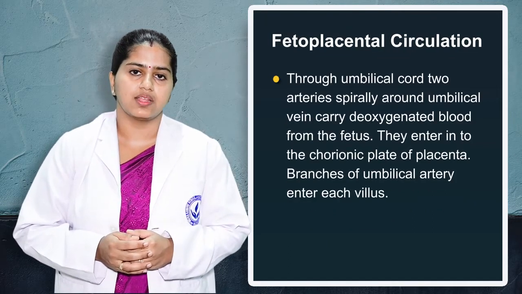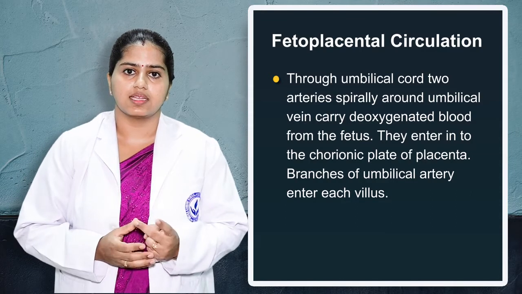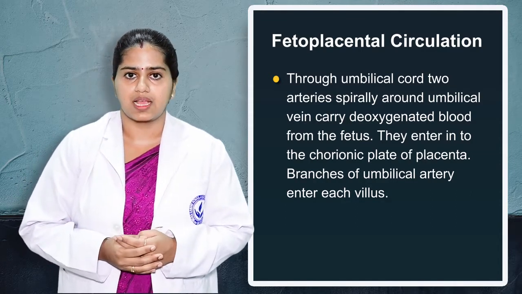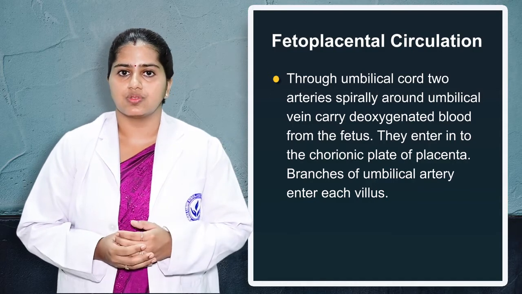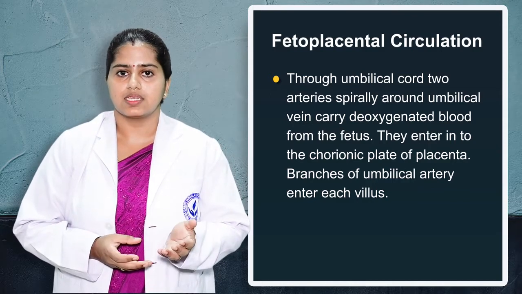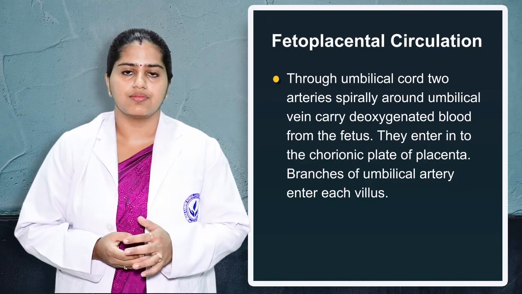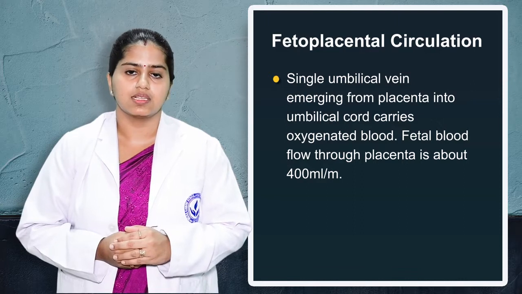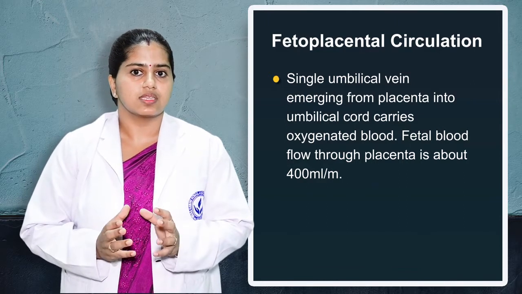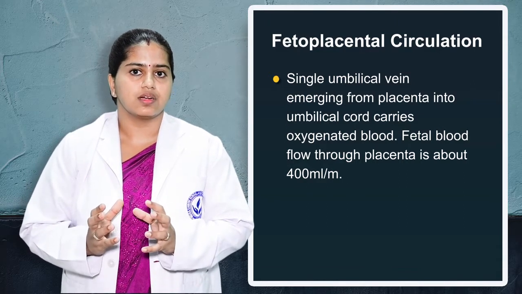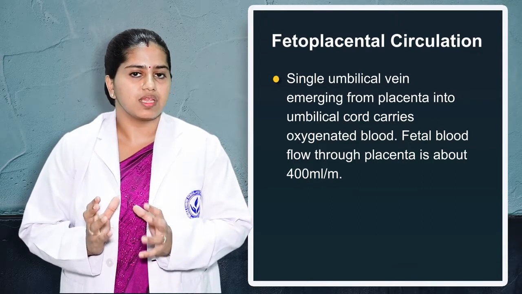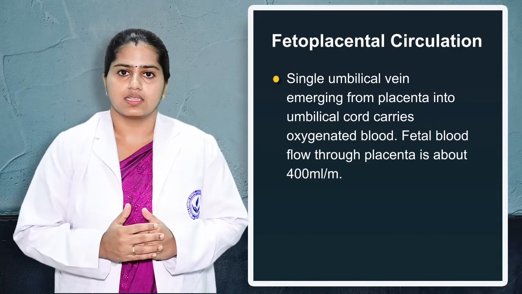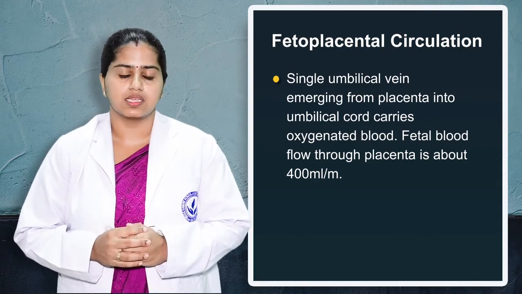In fetal circulation, mainly we can see two umbilical arteries that carry the deoxygenated blood from the fetal part, and it reaches the placenta and is exchanged to the maternal circulation. From the maternal side, the oxygenated blood is carried by the umbilical vein and transported to the fetal circulation. In the fetal circulation, the flow rate is 400 ml of blood per minute. So this comes under the uteroplacental, that is maternal circulation, and fetal circulation.